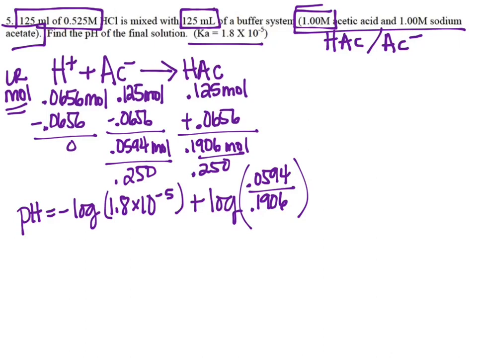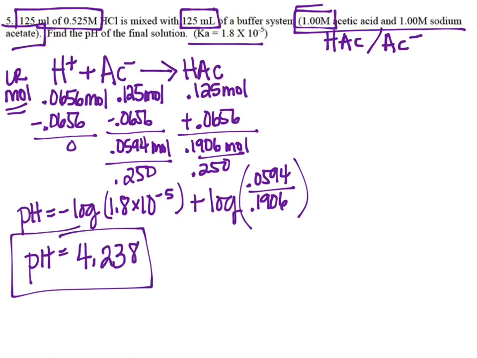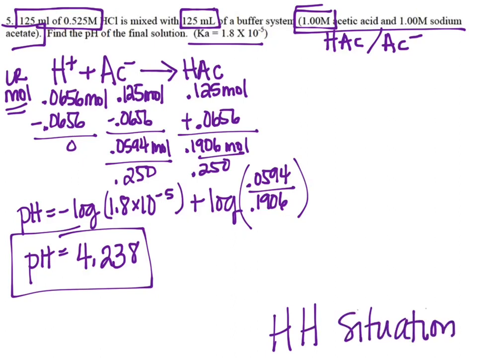All right, so what's our pH? 4.238. So if you're keeping track, this is a Henderson-Hasselbalch situation, or situation number 4 back on our tips. Everybody good?